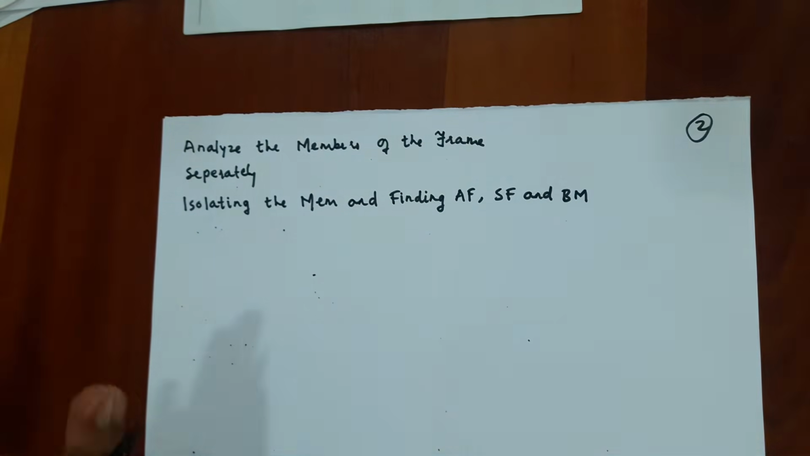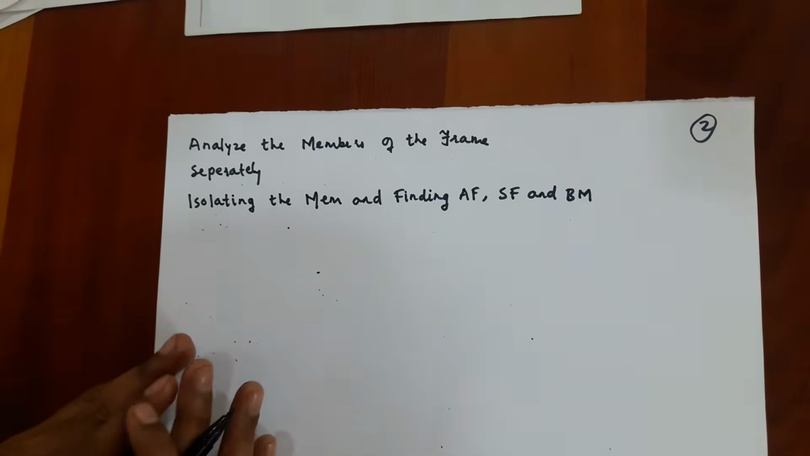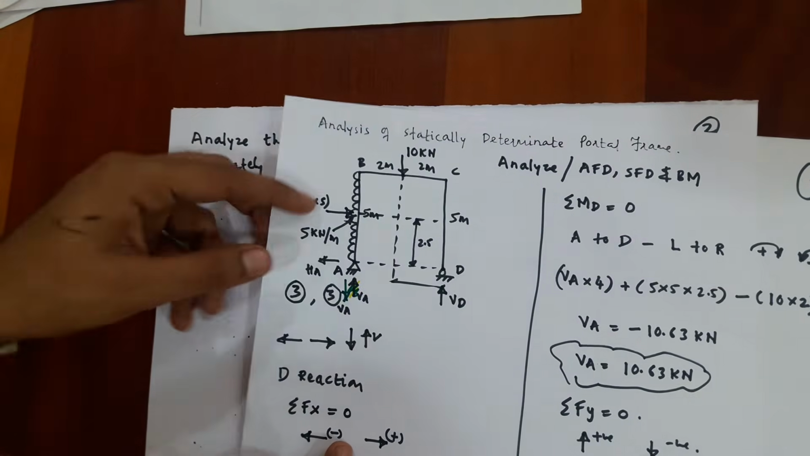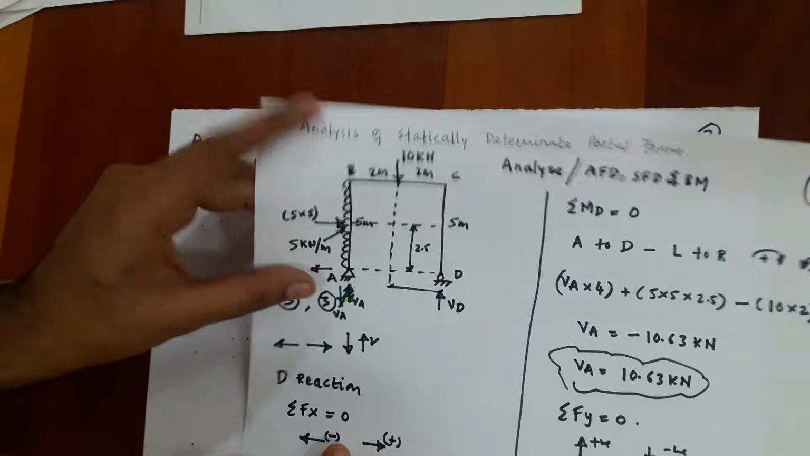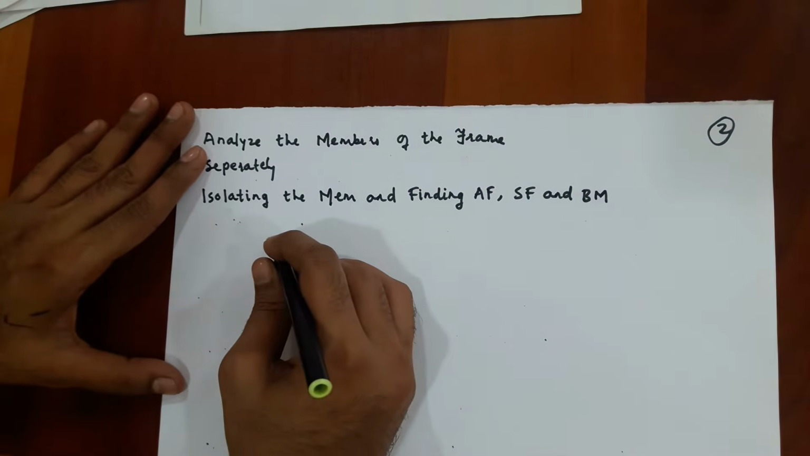So what we have to do here, we have to isolate the member, draw the free body diagram of the member, and then find axial force, shear force and bending moment. The first member for this frame is member AB. So we need to draw the free body diagram of member AB.